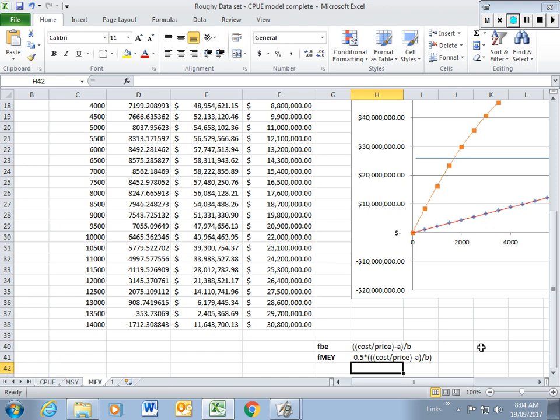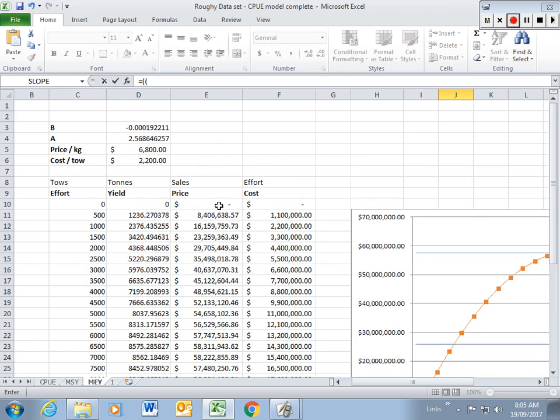So over here we're going to replicate that by putting the actual formula in. Equals, to tell us that it's a formula. So two brackets, come up, find your cost, then divide it by the price, close a bracket. Then we're going to go up here, minus A, close the bracket, and then divide it by B.